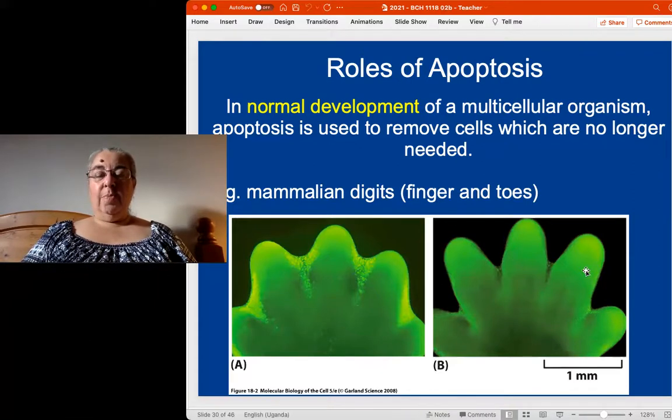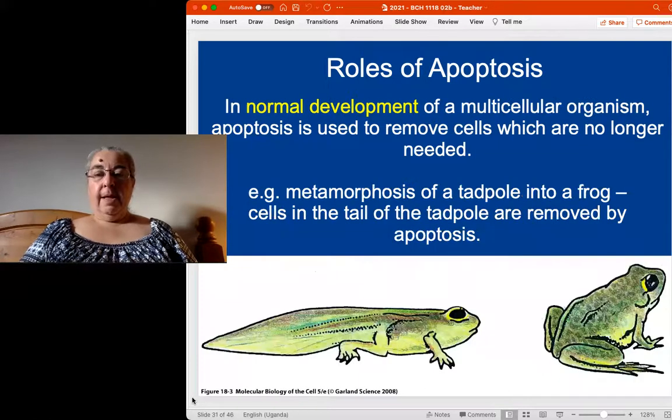Okay, so normal development to get rid of cells which were important at one stage of development, but not needed at the next stage of development. So you might be familiar with this sort of idea of metamorphosis. So this is an amphibian, a tadpole, in its swimming, water-dwelling form with a large tail.